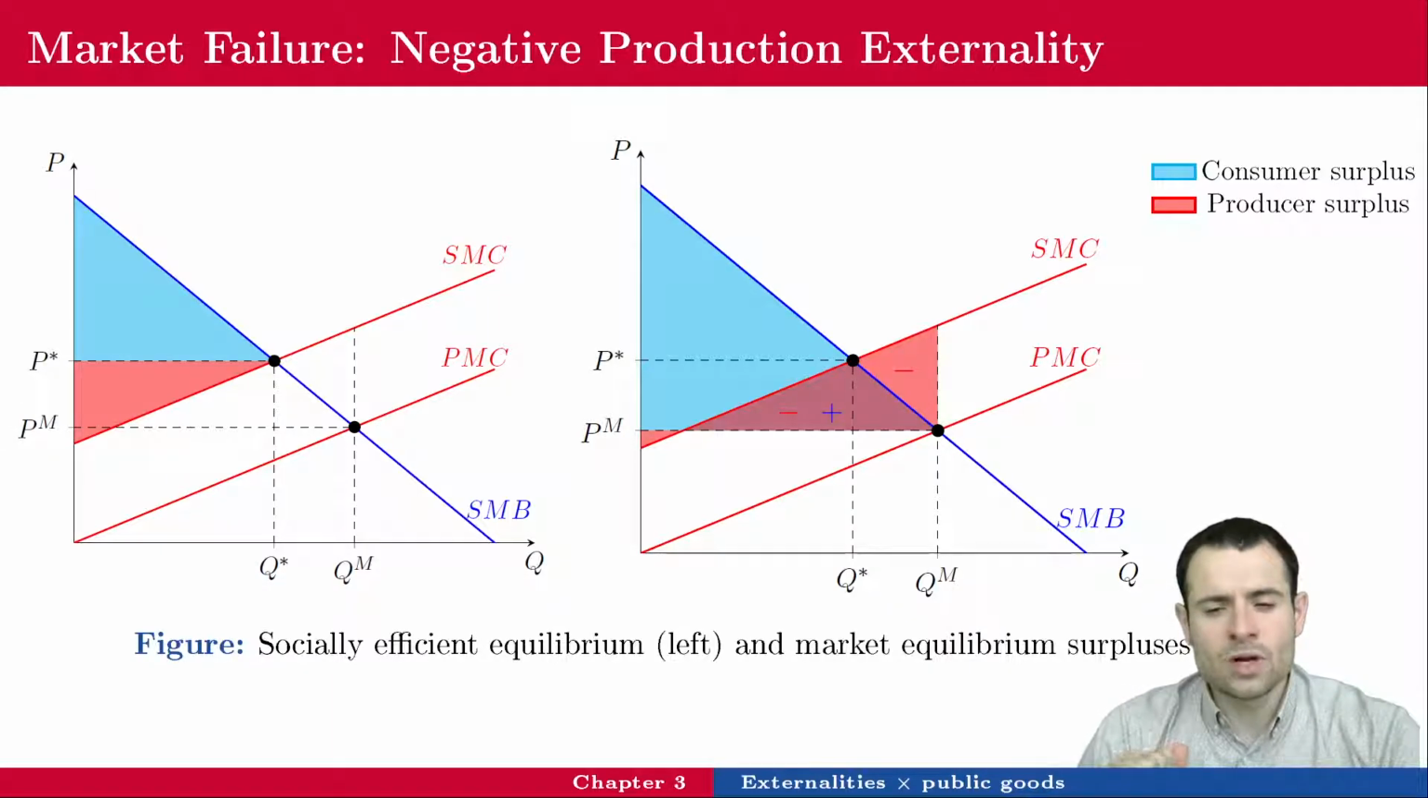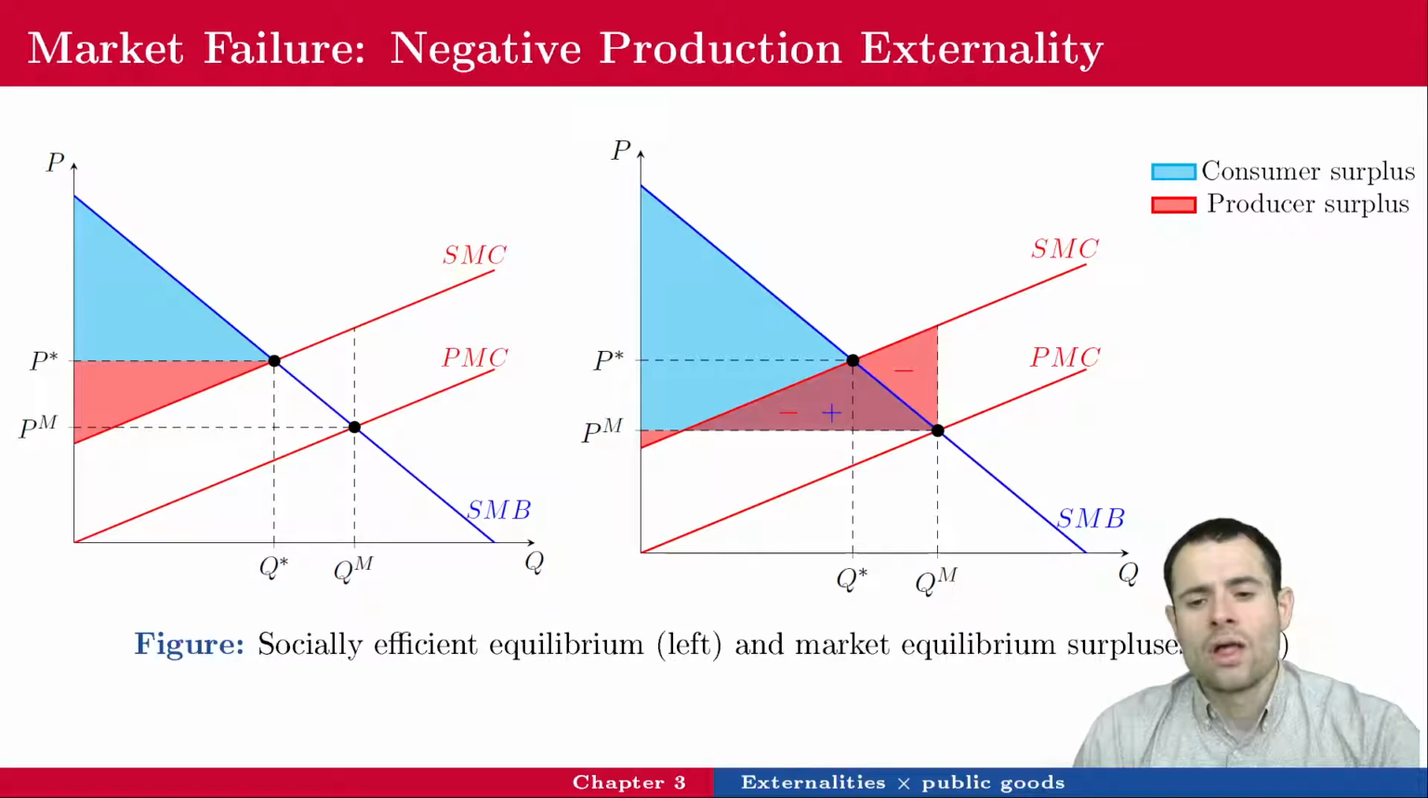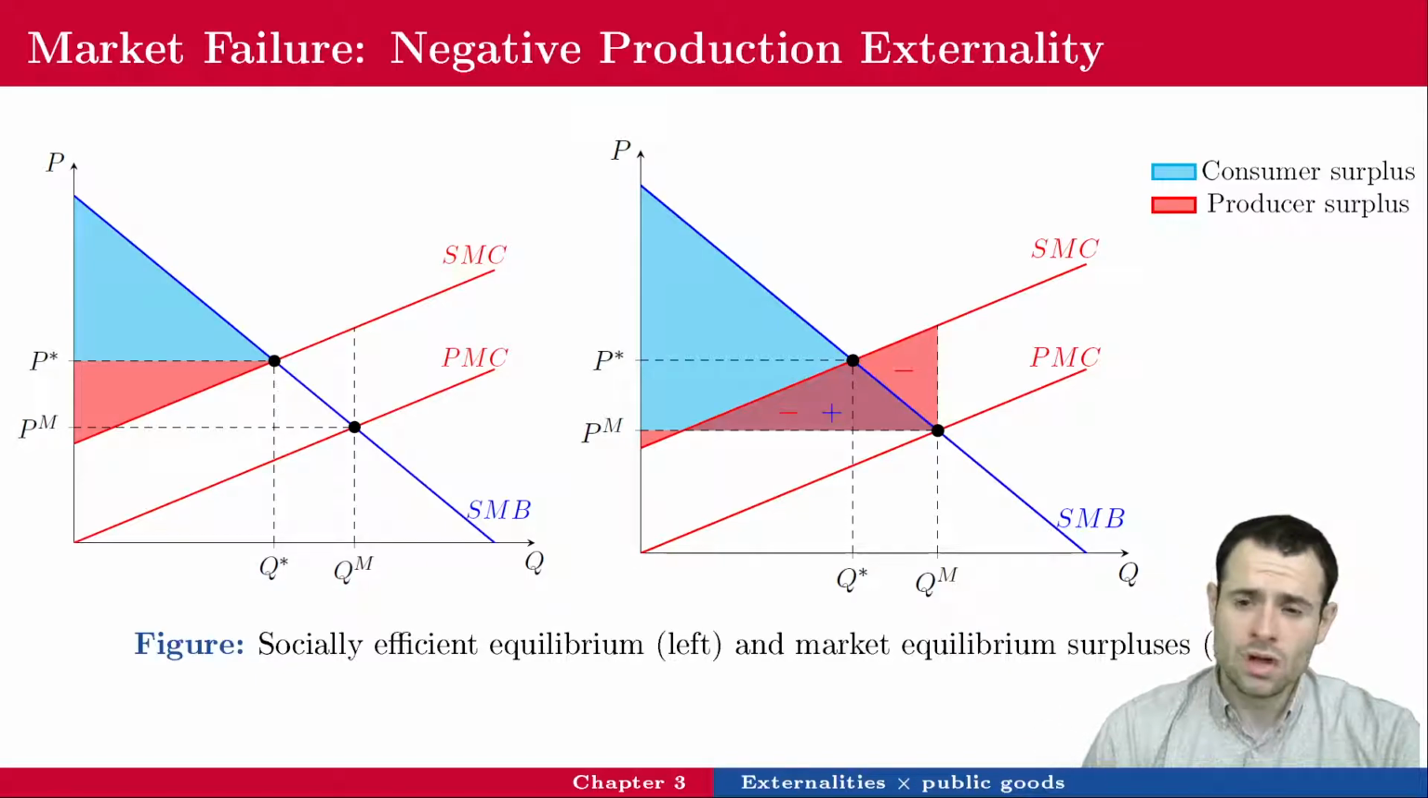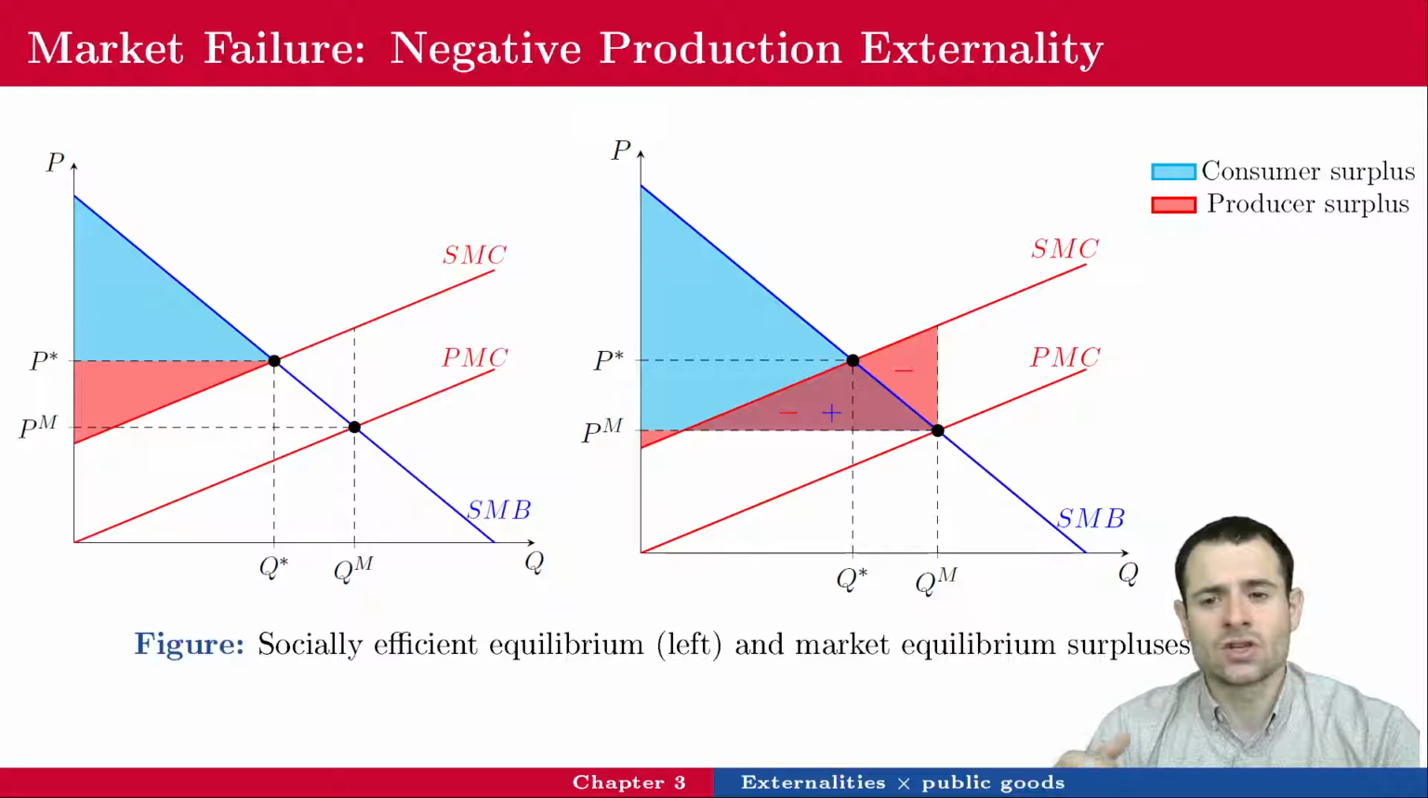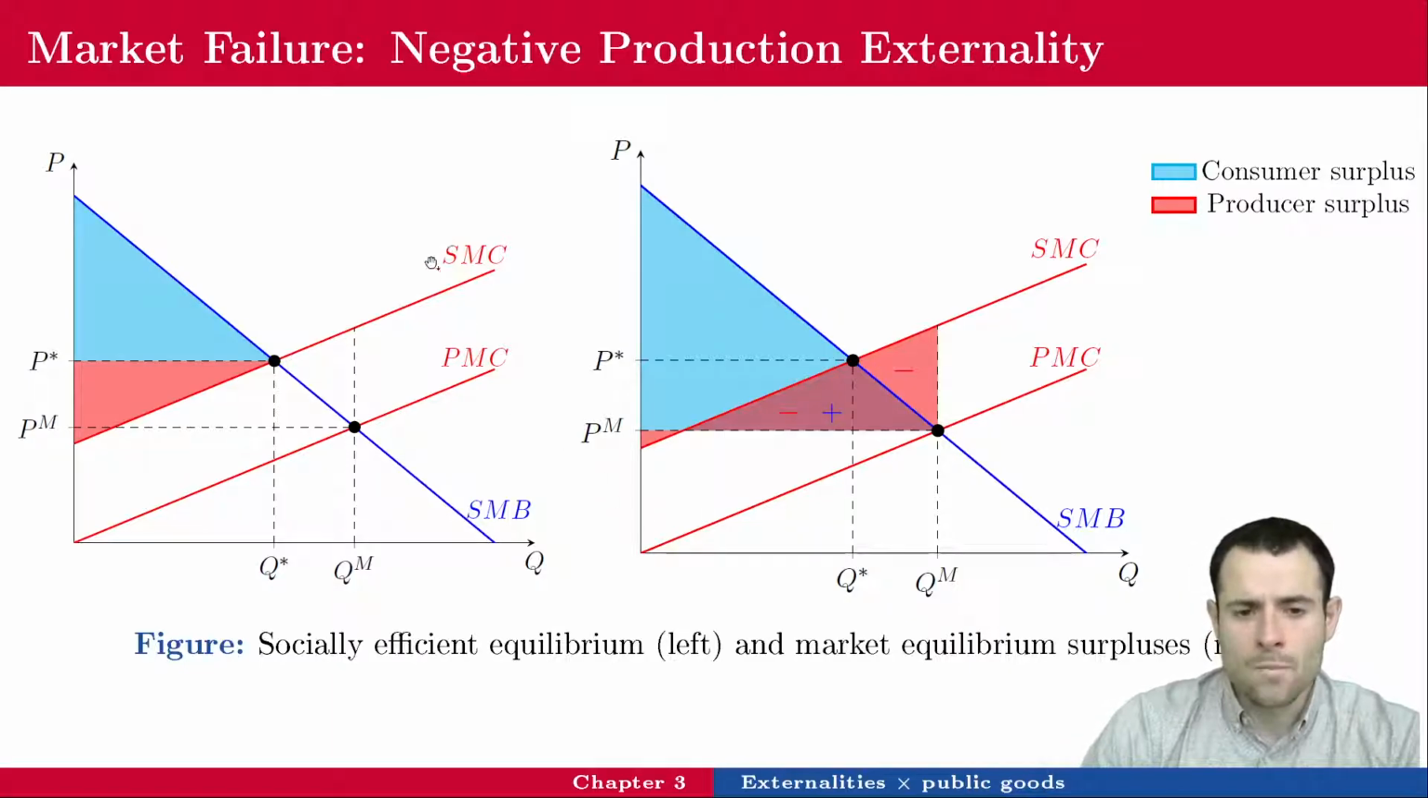Now, it is more interesting to look at the producer surplus here. To look at the producer surplus, I need to take into account not only the individual producer, but also the rest of society, because the rest of society is also affected by that production activity. So, when I look at the surpluses, I will only look at social marginal curves, which is why I have this producer surplus on the left as well.